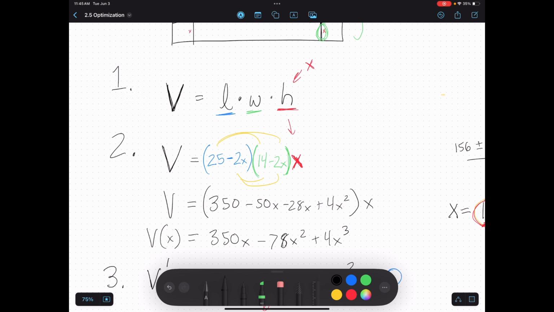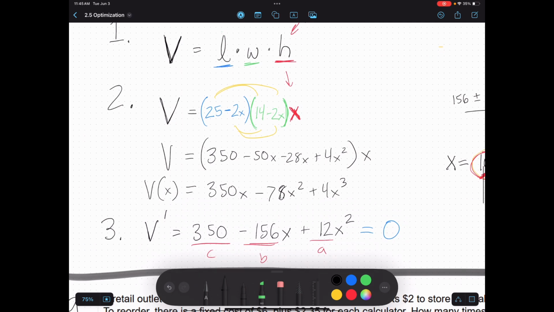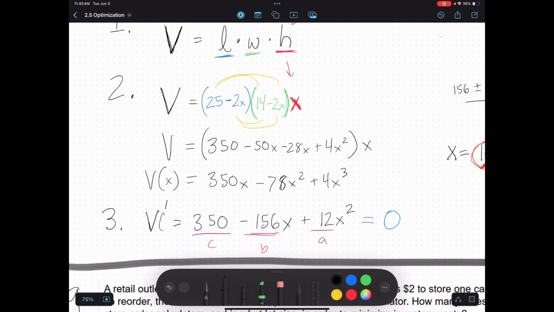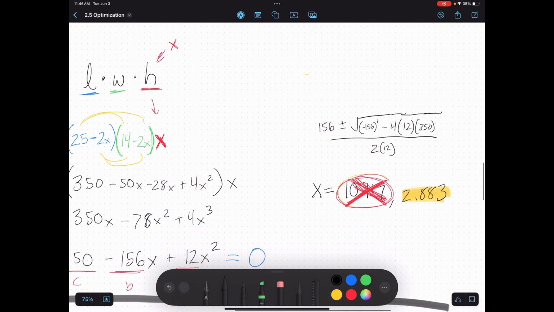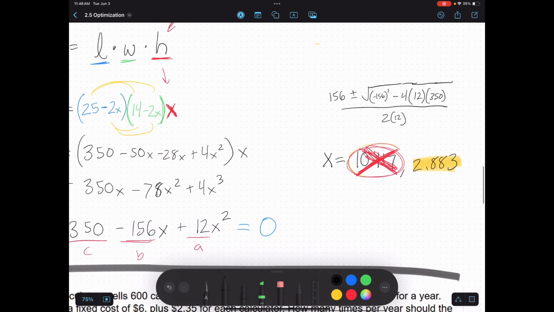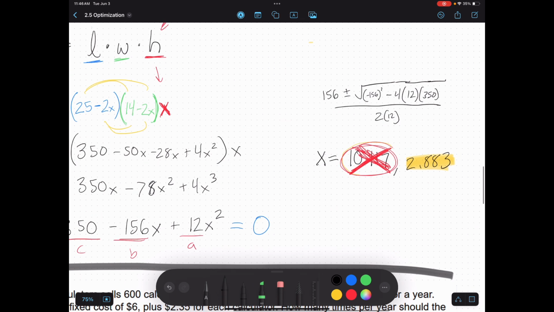And therefore, I'm ready to go ahead and find my critical points. I'm ready to take the derivative of my function in terms of x and set it equal to 0. So I get 350 minus 156x plus 12x squared. Notice I have a, b, and c down there because guess what I have to do again? I have to use the quadratic formula. So that's what all of this work is. Plug it into my calculator and I get 2 answers again. And once again, I've crossed one out.